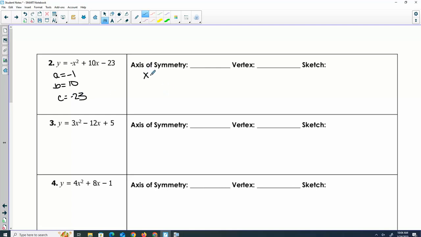Axis of symmetry is just x equals the opposite of B over 2a. So if I plug in, the opposite of 10 would be -10 over 2 times -1. So -10 divided by -2 is 5. If it doesn't work out evenly, you can leave it as a fraction. That might happen. But on your answer, you have to tell me x equals 5.